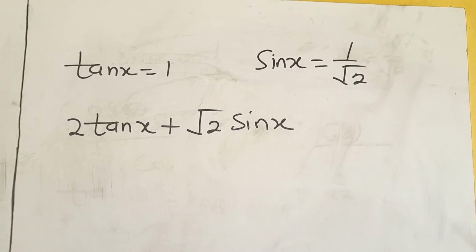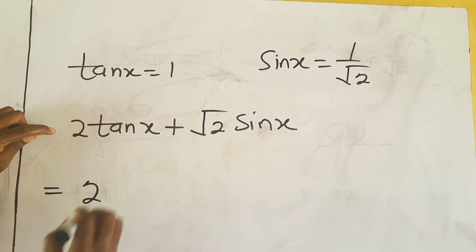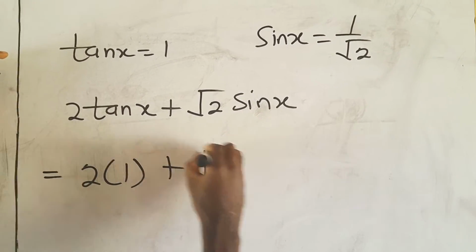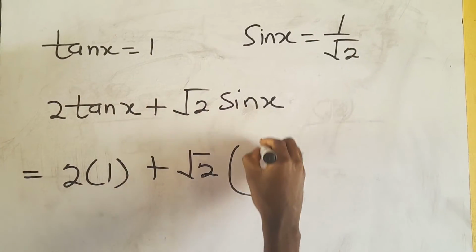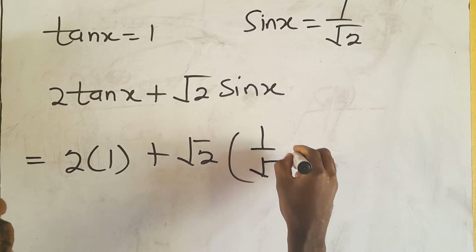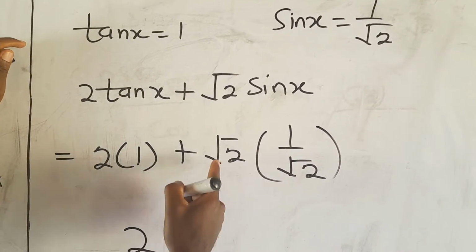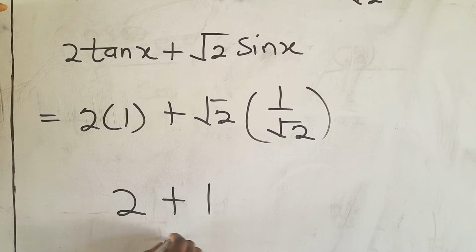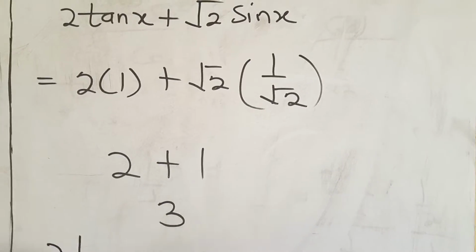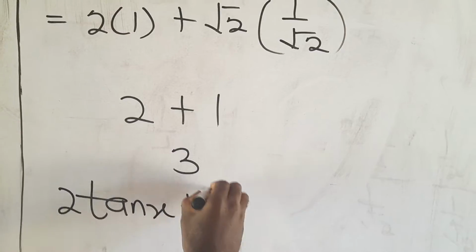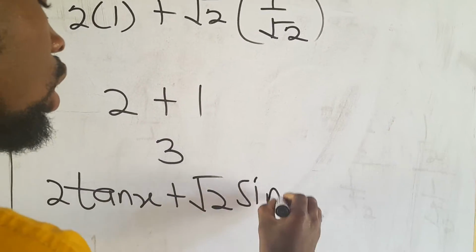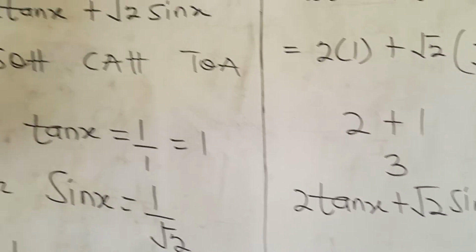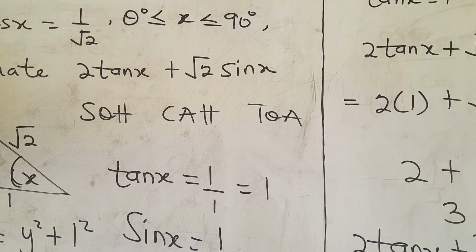So in evaluating this now, you can say this will be 2 times tan x. Tan x is 1, plus root 2 times sine x, which is 1 over root 2. 2 times 1 will be 2. See, root 2 divided by root 2, so we have 1. So 2 plus 1 is 3. And we can say 2 tan x plus root 2 sin x will be equal to 3. And that's if cos x is 1 over root 2. I hope you get that.